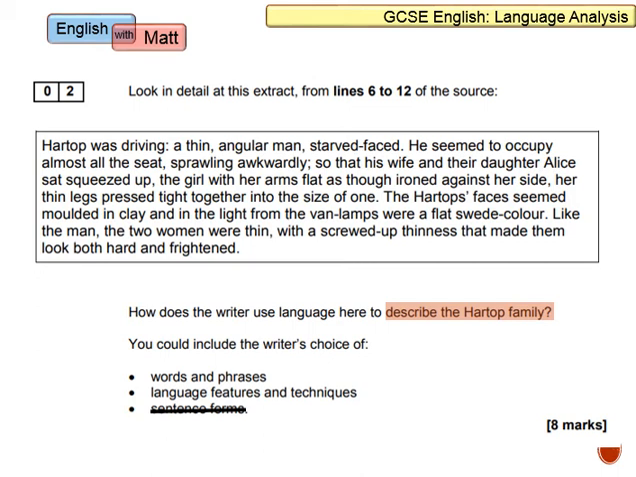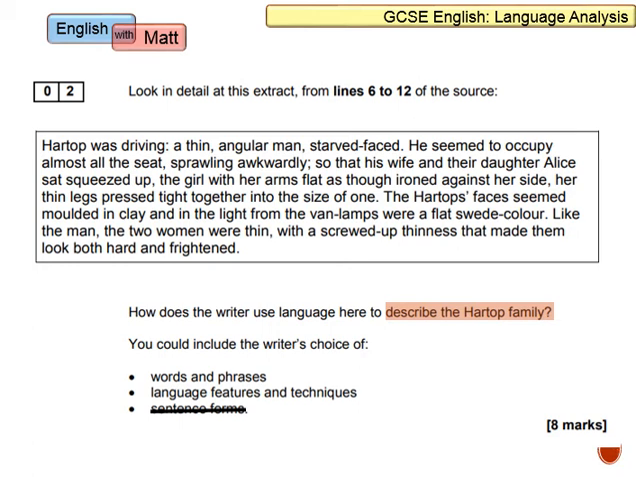So it says Hartop was driving. Hartop is obviously the father. A thin, angular man, starved face. He seemed to occupy almost all the seat, sprawling awkwardly, so that his wife and their daughter Alice sat squeezed up, the girl with her arms flat as though ironed against her side, her thin legs pressed tight together into the size of one. The Hartops' faces seemed moulded in clay, and in the light from the van lamps were a flat Swede colour. Like the man, the 2 women were thin, with a screwed-up thinness that made them look both hard and frightened. There's lots to work with in this section, which is usually the case with language questions.